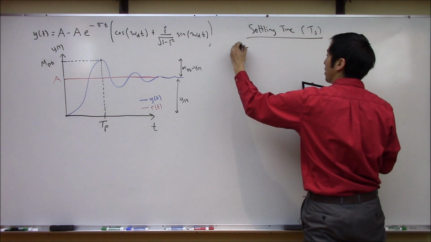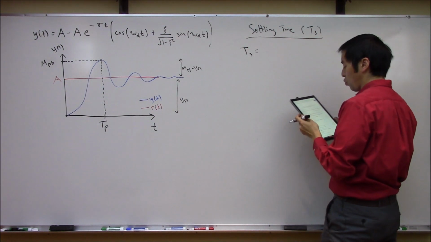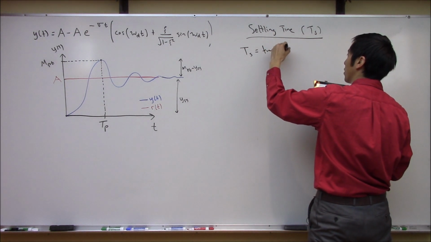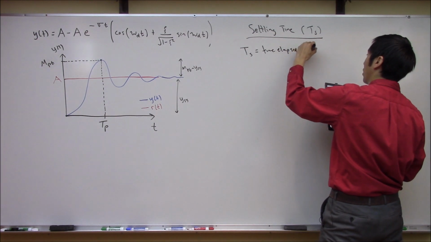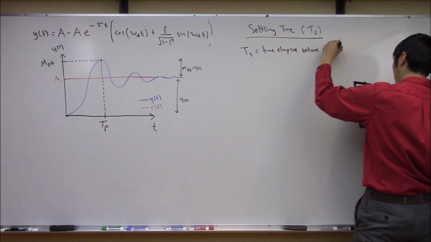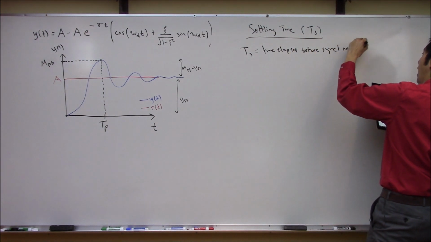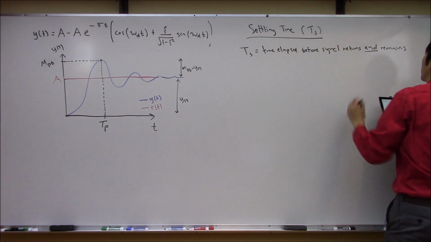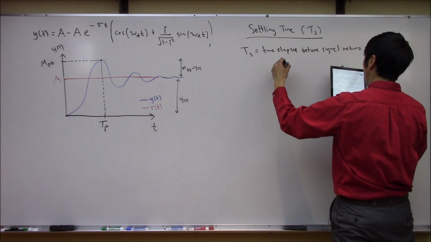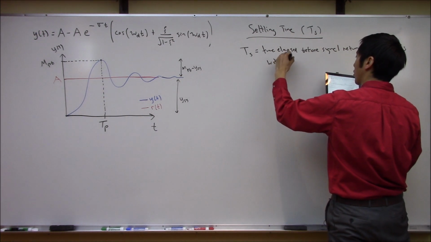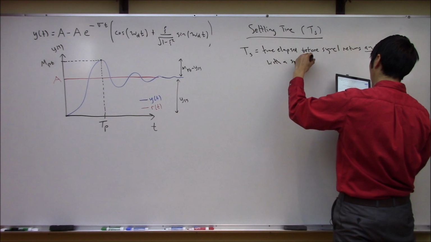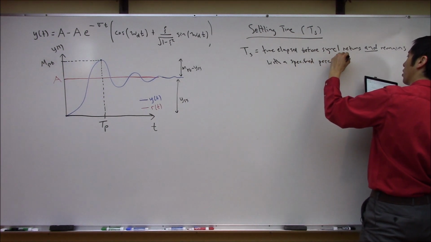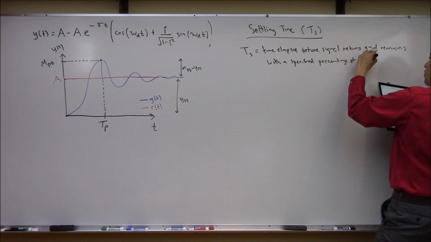We can easily define that using just an English word definition. The settling time is basically the time elapsed before the signal returns and remains, this part is key in the definition, and remains within a specified percentage of its final value, right?